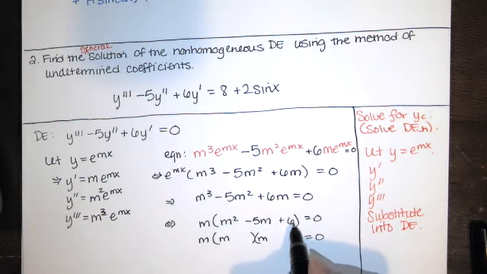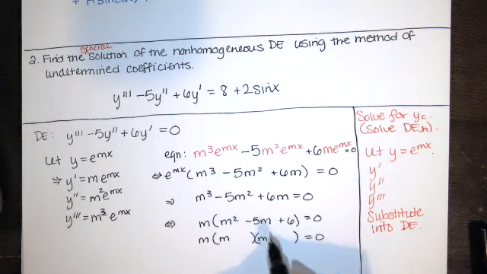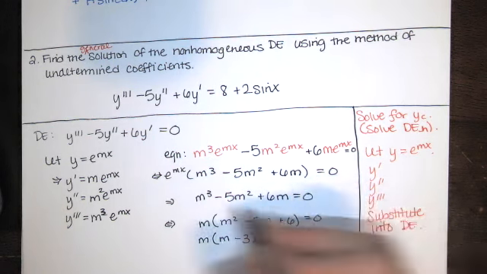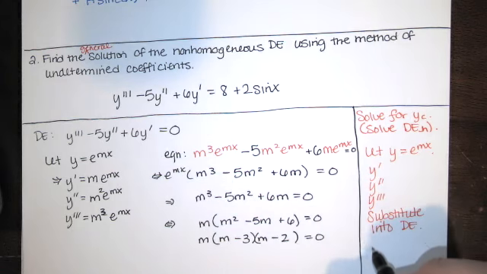I need two numbers that multiply to give me positive 6, so that they're going to have the same sign. And they have to add to negative 5. So negative 3 and negative 2 will work. Negative 3 plus negative 2 is negative 5. Negative 3 times negative 2 is positive 6. So that is our factored characteristic equation. This is the characteristic equation, and that's the factored form of it.